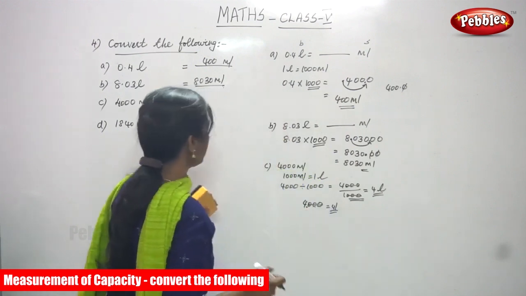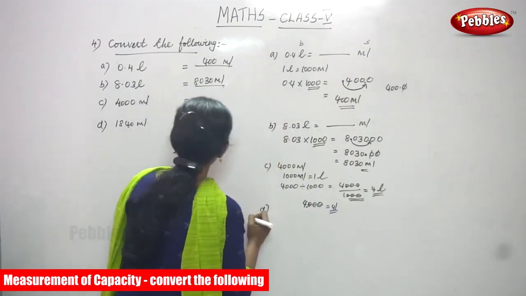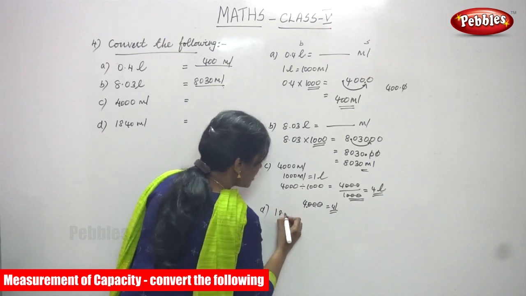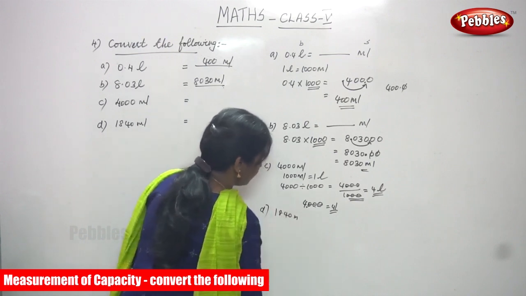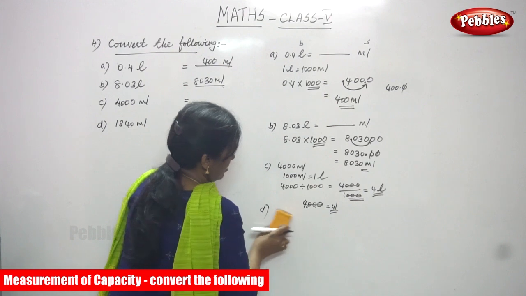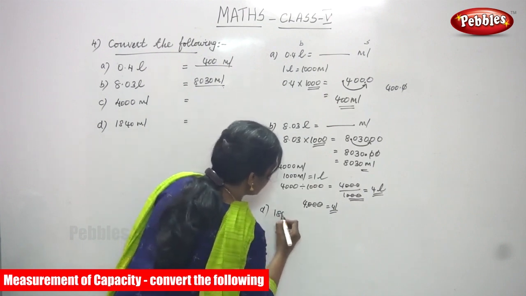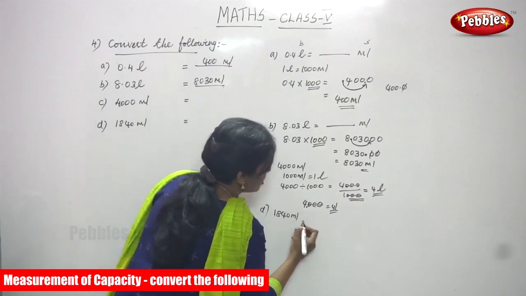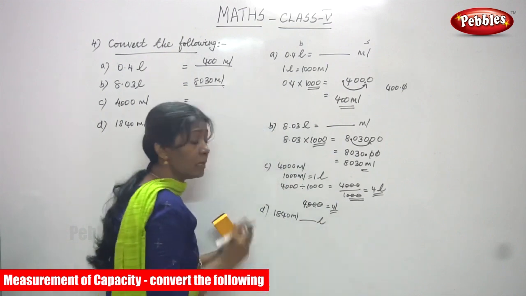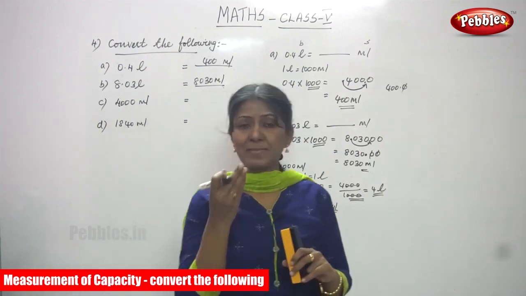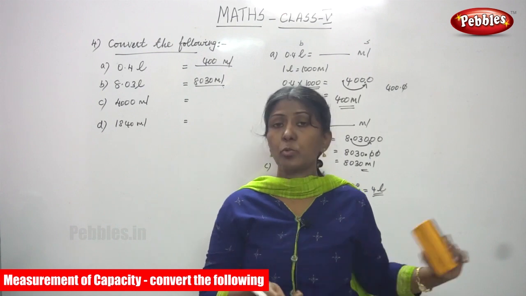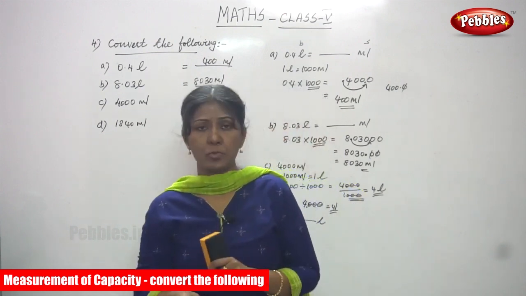Next one. D. The sum is 1840 milliliter. So look at the sum, 1840 milliliter. So convert into liter again. So milliliter is a what unit? It is a smaller unit, and liter is a bigger unit. So what you're going to do, you have to divide by 1000.